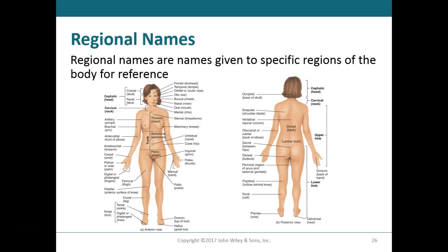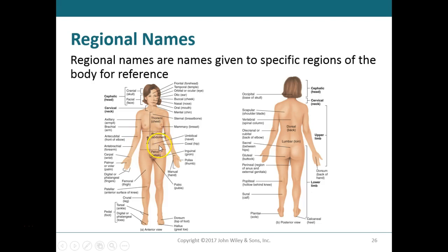I bet you could figure out nasal. Yeah, nasal refers to the nose and oral refers to the mouth. Mental has nothing to do with the brain. It refers to the chin. All right, so moving on down the body, the sternal area is the breastbone. The mammary area, the breast. Umbilical is the navel. Abdominal, the abdominal area.